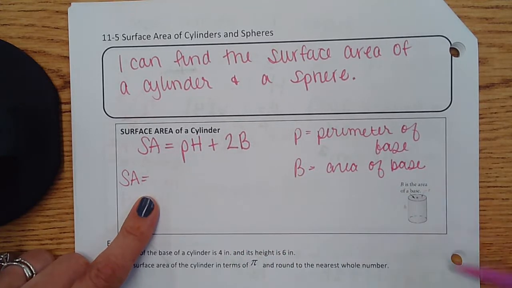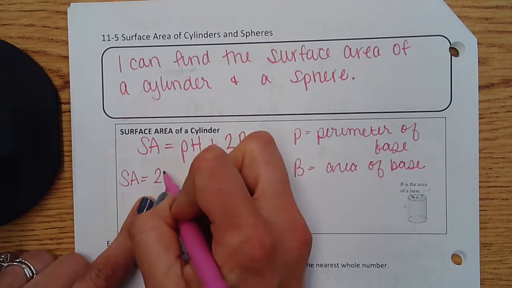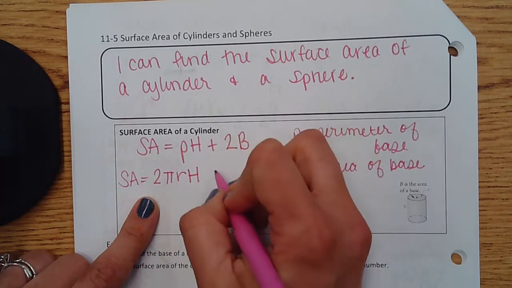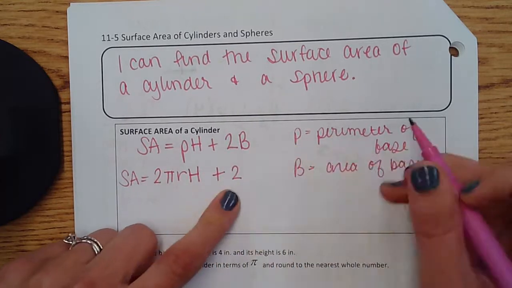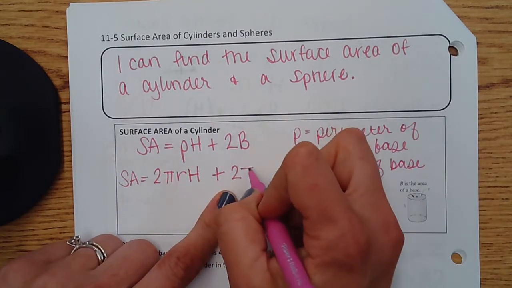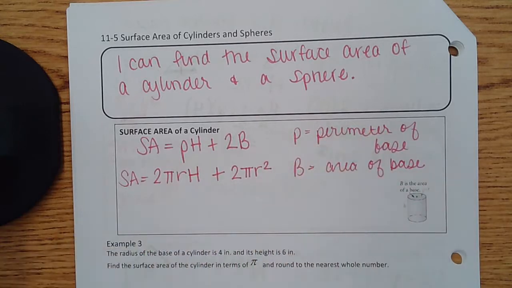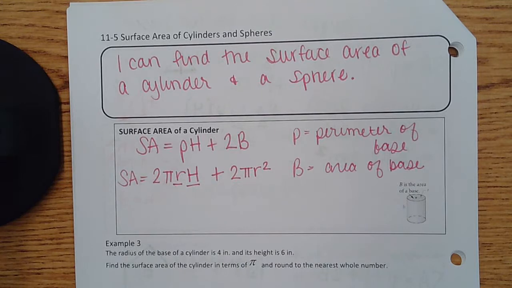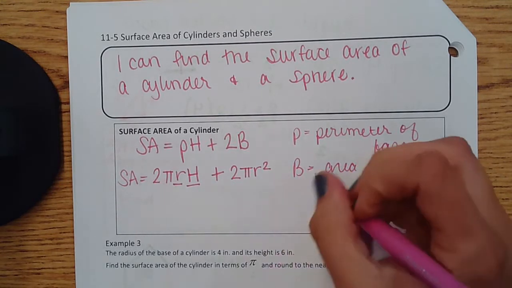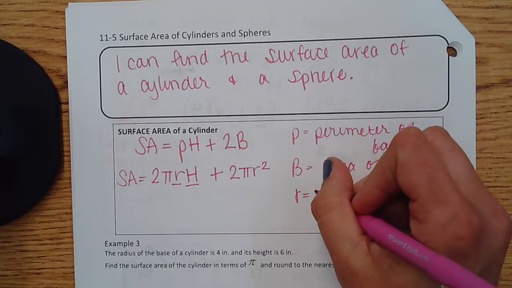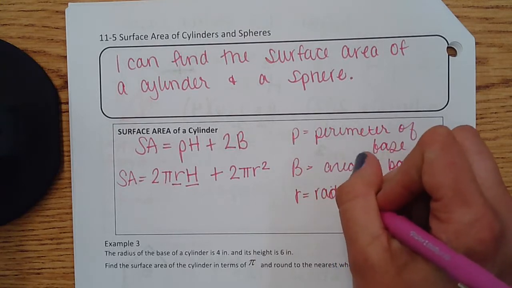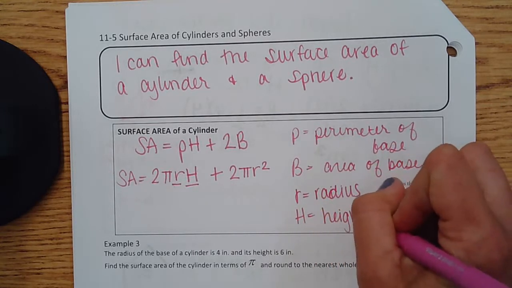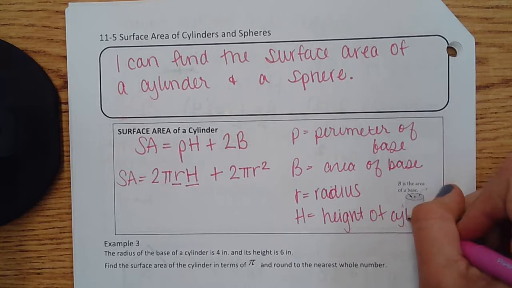perimeter. When we talk about the perimeter of a circle, we're talking about the circumference. So we're going to use 2 pi r times h plus 2 times the area of the base. Well, the area formula for a circle is pi r squared. So with this, we only need 2 different variables, r and h. R stands for the radius. H is the height of the cylinder. So r is radius. H equals height of cylinder.